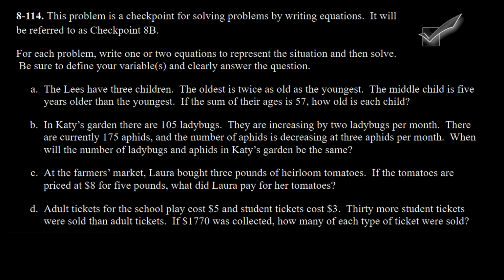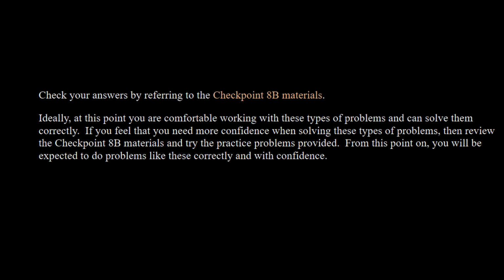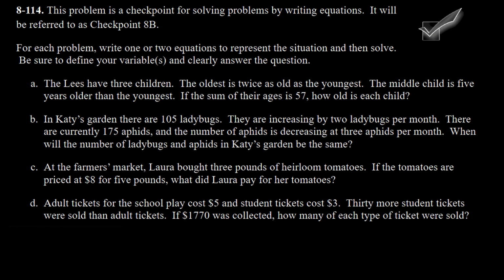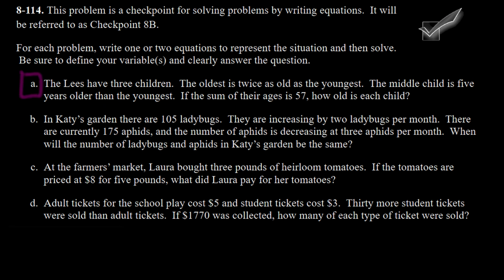The last question, 114, is a checkpoint for solving problems by writing equations. It's referred to as checkpoint 6b in the textbook. One of the things about the checkpoints is that you check your answers by referring to the checkpoint materials in the book. It says ideally at this point you should be pretty comfortable with these and getting them right. If you don't, they suggest some extra problems you might want to look at. Because of the nature of this problem, we're just going to do the first one. If you're disappointed in that, come by and we'll do another one in class together at lunch or something.